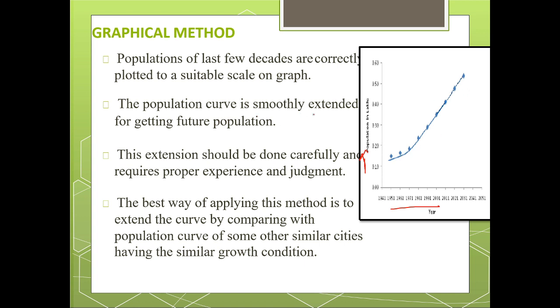The population curve is smoothly extended for getting the future population. This extension should be done carefully and requires proper experience and judgment. Without experience and proper skill you cannot predict the population. The best way of applying this method is to extend the curve by comparing with the population curve of some other similar cities having similar growth conditions. This is not an accurate method, but based on a few surrounding cities and previous data, we have to plot the curve. This is the graphical method.